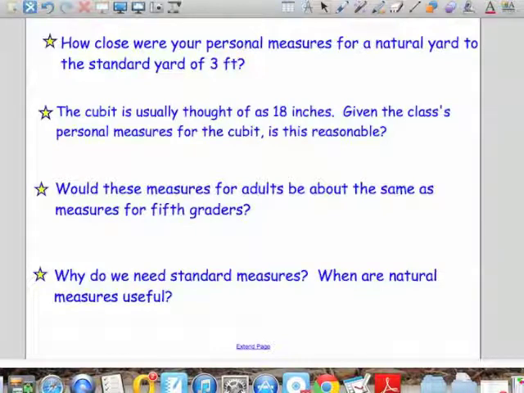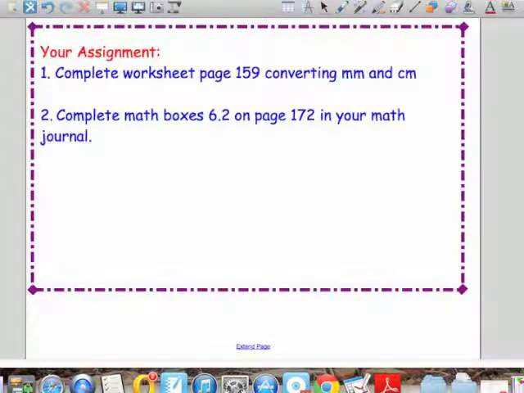Okay, you're back. So you've done all of your measurements of yours and your partner's body parts, and you've also answered these questions and talked with a teacher about them. The next step is your assignment. You're going to complete worksheet page 159, which will work on converting millimeters and centimeters. Remember, 10 millimeters equals 1 centimeter. And then you're going to complete math boxes 6.2 on journal page 172 in your math journal. Both of those are going to need to be graded today.